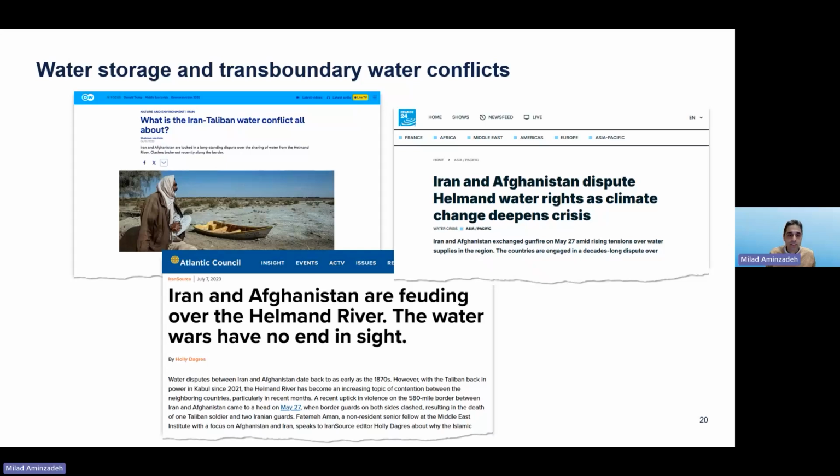Under these conditions, these two countries, Iran and Afghanistan, have tried to increase their storage capacity. And this has intensified already existing conflicts between them over water resources. You can see this already in the news that's reflected in the media.